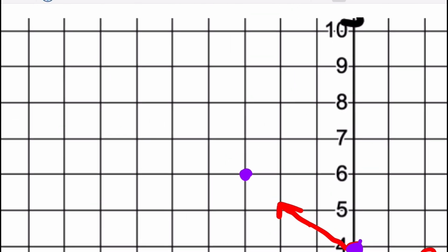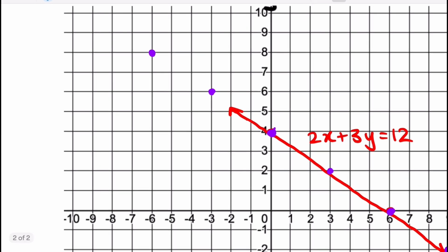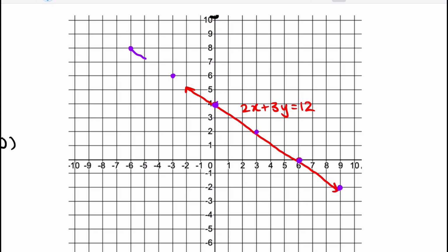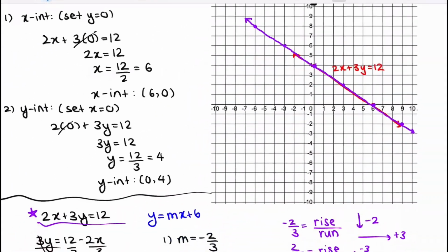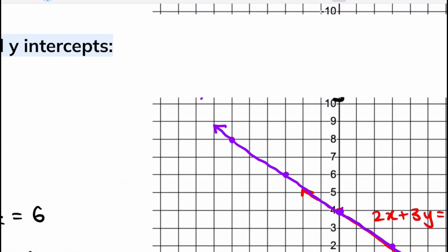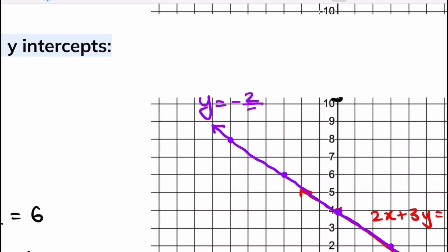And now we're going to continue. So we're going to go 2 units up and 3 units left. So our next point is here. Now if I connect all of these points, as you can see, it's the exact same line, but we just have more points, so it's a little bit more accurate. And now you can label this as y is equal to negative 2 over 3x plus 4.